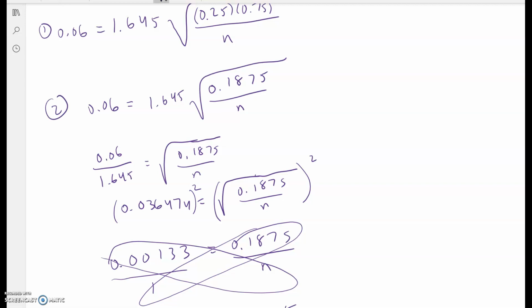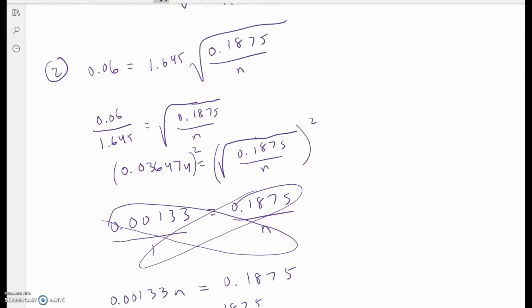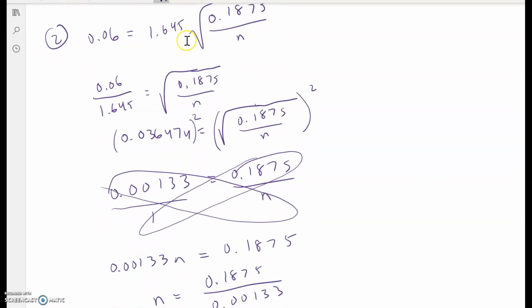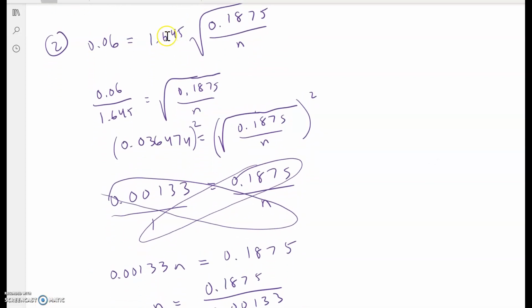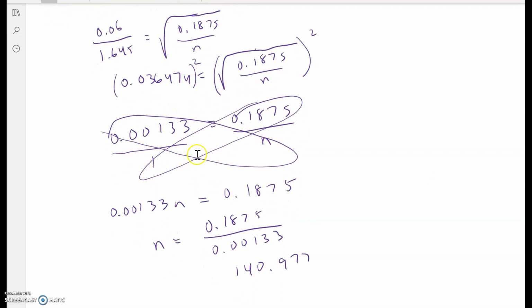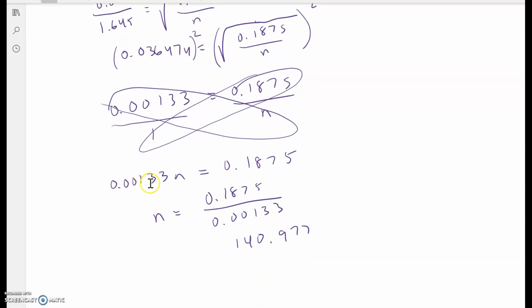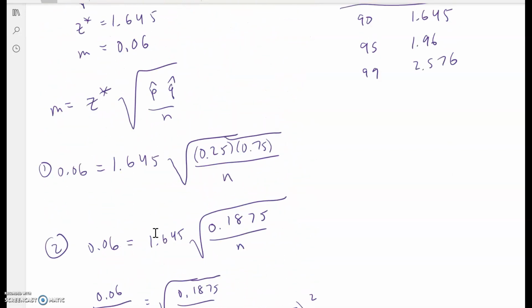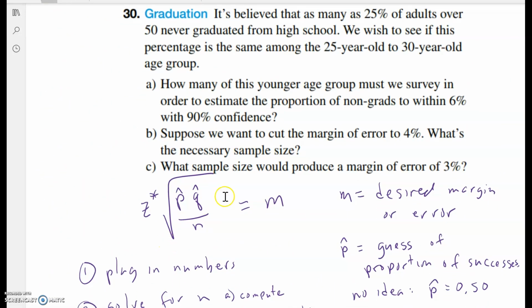All that solving looks really complicated, but it's just undoing each operation. So let's review. First you divide by the critical z. Step 2 is you square to get rid of the square root sign. Then step 3 is cross multiply. Step 4 is divide by whatever numbers by the n, and you're done. So 141 when you round up. That's step 3. Okay, so you need 141 people in your sample in order to get a confidence interval that has a 6% margin of error and 90% confidence.